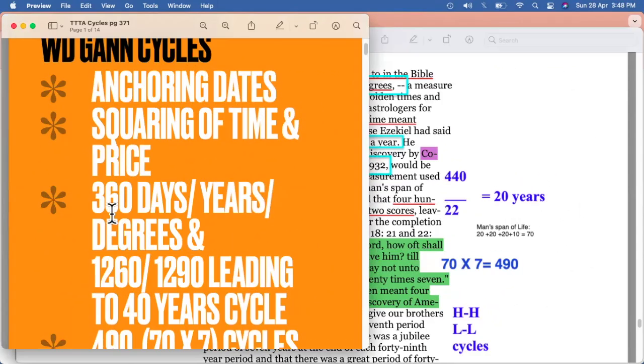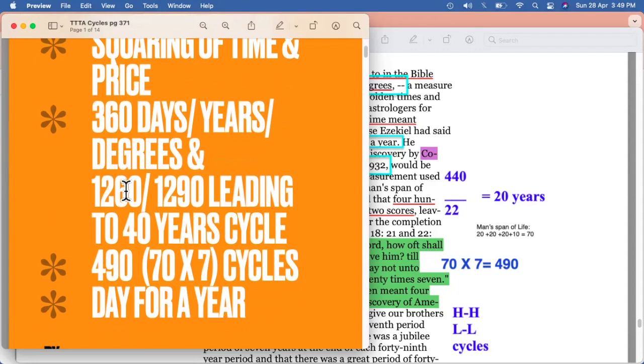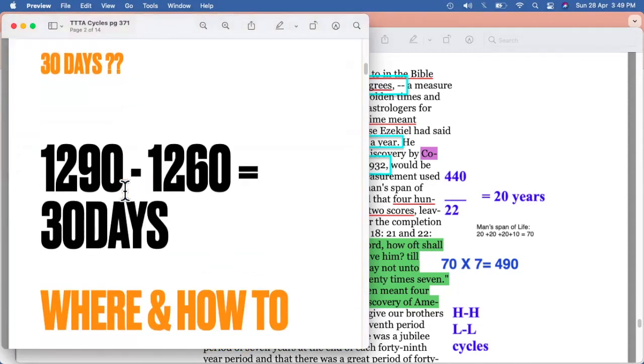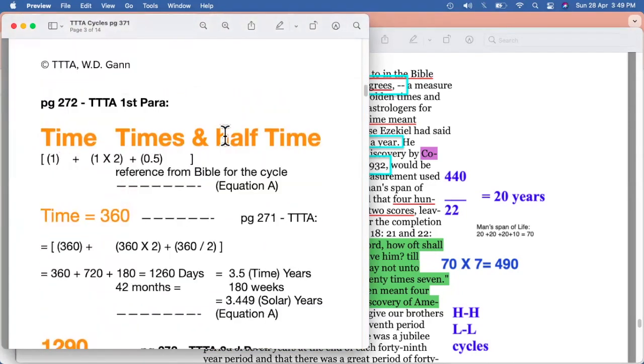So we have considered 360 days in the previous cycle, and now we are considering 360 years. So we got this 1260 days. I'll just show you the calculations for that. For example, we knew time, times and a half. So we did calculations for that. Time is equal to 360. We did 360 plus 360 into 2 plus half of 360. We came to somewhere around 1260.